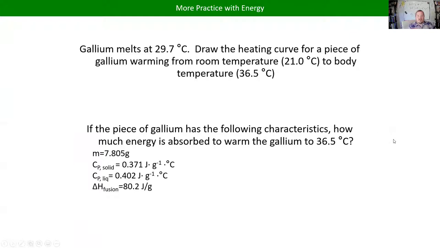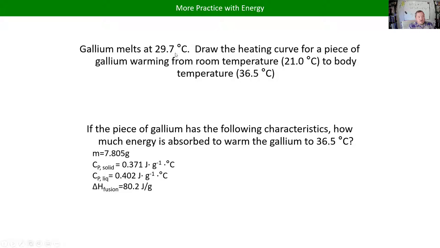All right, let's do some practice with heating curves. So we're going to deal with something that's not water in this case, but I'm going to give you all the information you need. So we're going to talk about gallium, which is kind of a cool metal. And it's really cool because its melting point is between room temperature and body temperature. So if you actually have pure gallium, you can hold it in your hand and it'll start solid, and then you can watch it melt in your hand, which is pretty cool.